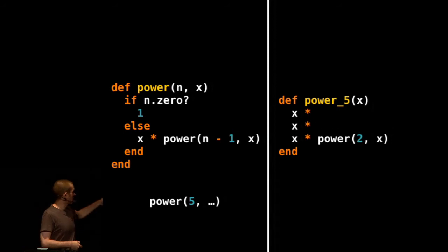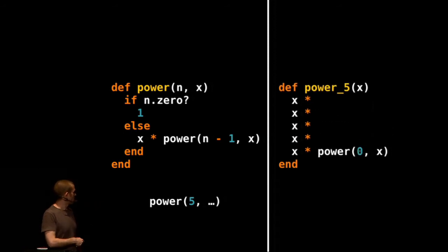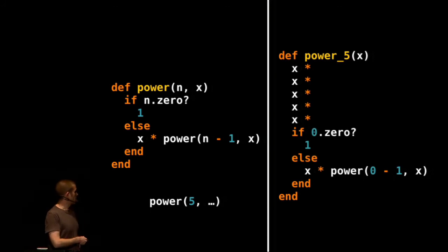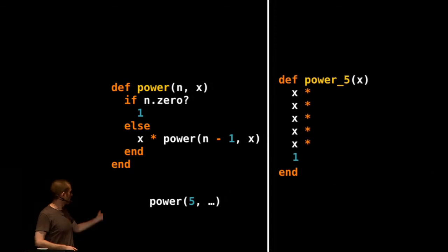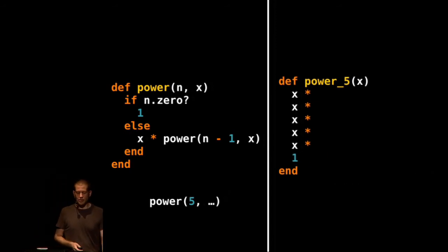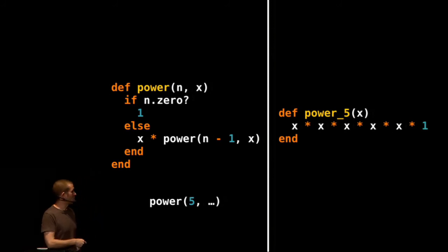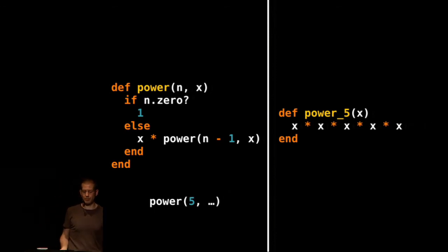We end up generating more multiplications, so x times x times x times x times x, until we get to x times power 0 x. And when we inline the definition of power there, we get to a situation where this 0 equals 0 evaluates to true, and we end up just returning the main clause of the conditional there. So just to tidy that up a bit, after the partial evaluator's had its way with that method, we end up with a method that just multiplies x by itself 5 times and then multiplies it by 1. And actually, any partial evaluator worth its salt would understand that multiplying something by 1 doesn't do anything, so it might just be able to remove that. So this is our residual program.